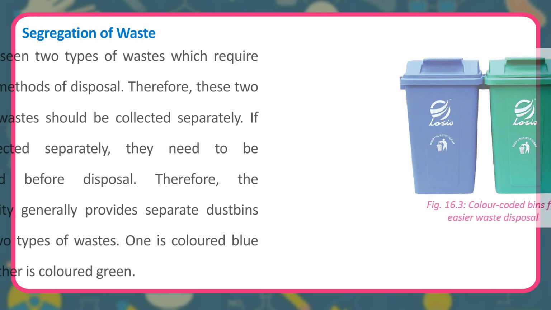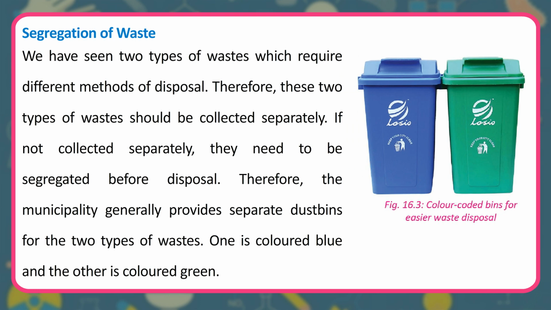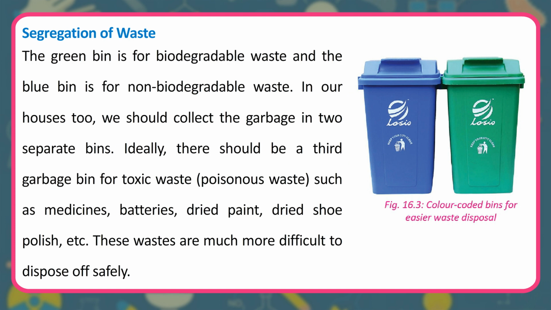Segregation of waste. We have seen two types of wastes which require different methods of disposal. Therefore, these two types of wastes should be collected separately. If not collected separately, they need to be segregated before disposal. Therefore, the municipality generally provides separate dustbins for the two types of wastes. One is colored blue and the other is colored green. The green bin is for biodegradable waste and the blue bin is for non-biodegradable waste.